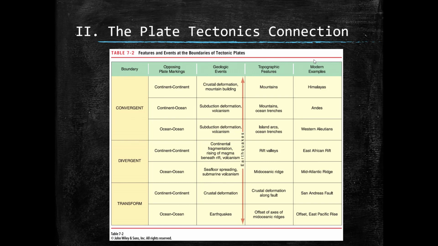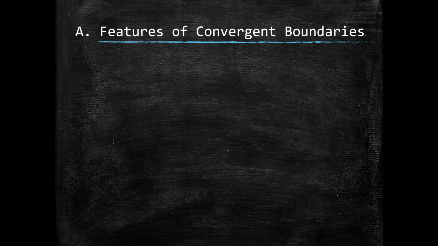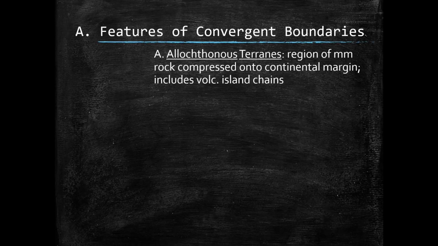So again, this should look a little familiar. You completed this as an assignment. We're going to talk about some of the features at different types of plate boundaries in a bit more detail. So we're going to continue talking about continental crust and what sort of features we see at convergent boundaries on continental crust. And here's another new term for you.